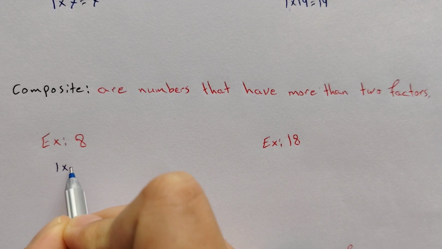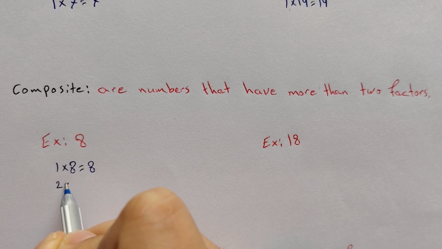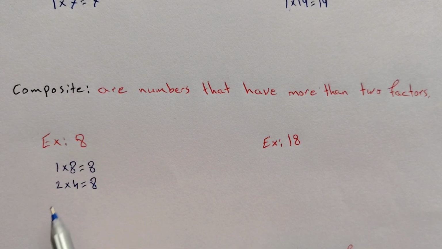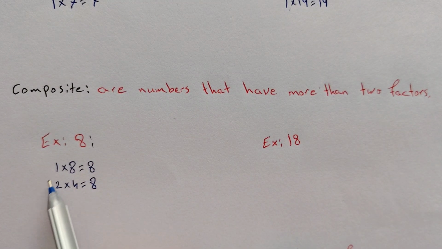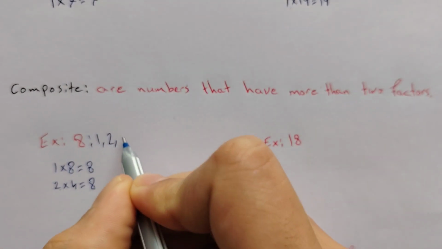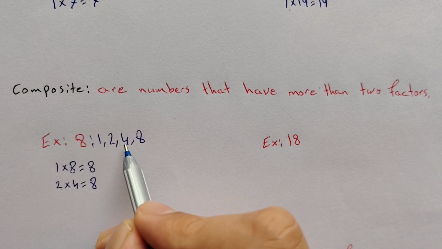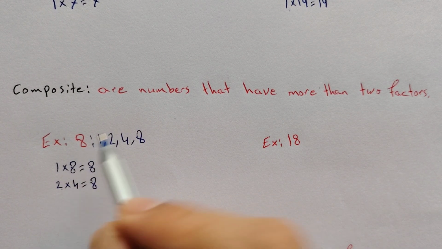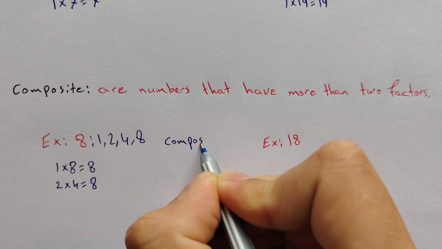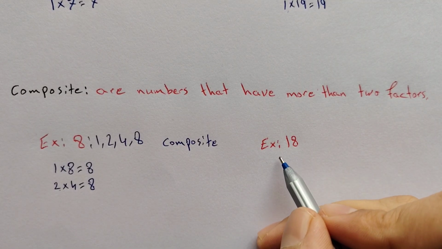I have 1 times 8, which is equal to 8. I also have 2 times 4, which is equal to 8 also. Now, how many factors of 8 do I have? 1 and 8, 2 and 4. So 1, 2, 4, and 8. I have 4 factors. Since I have more than 2 factors, we say 8 is a composite number, not a prime, composite.